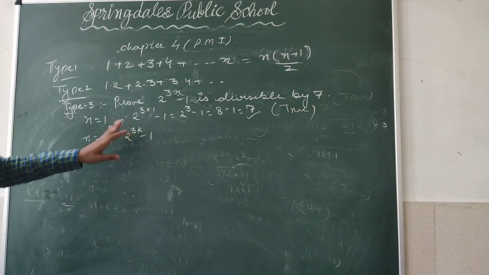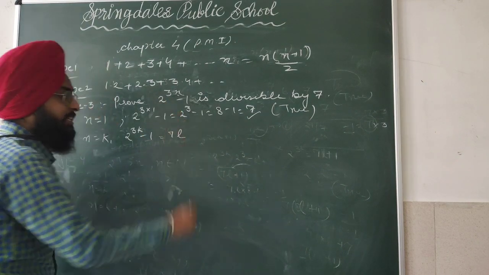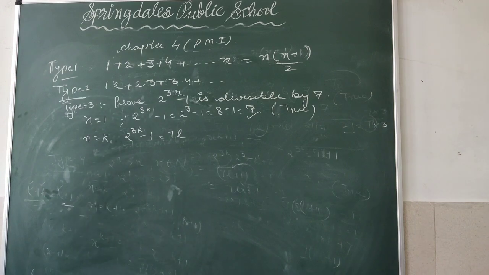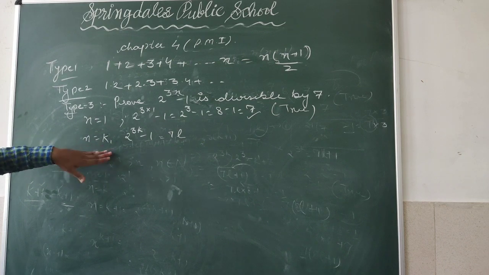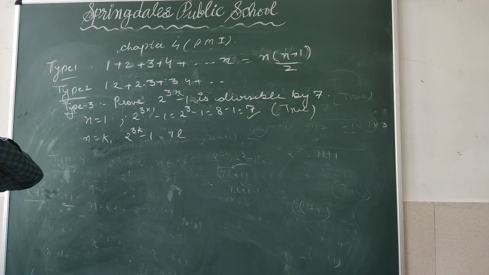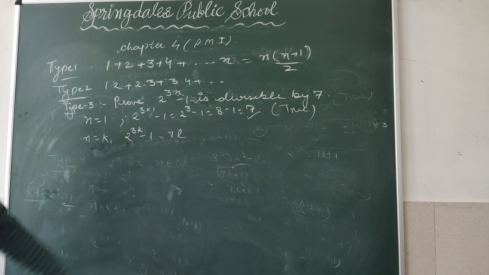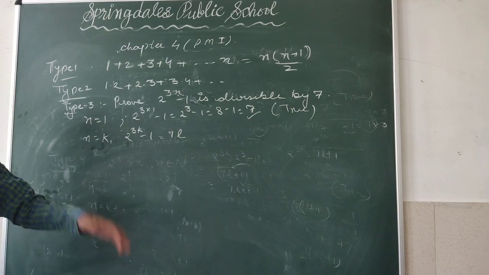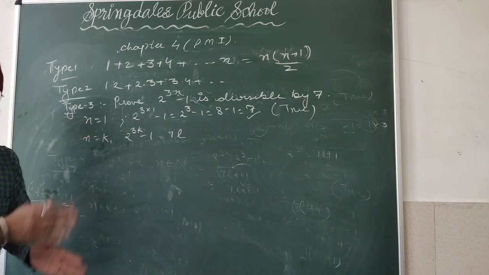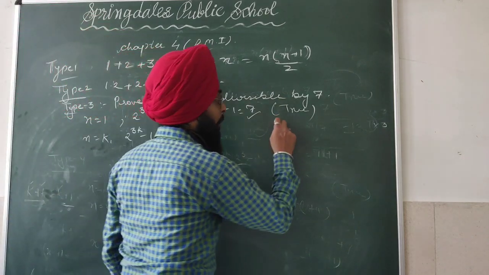In this case, you have 2 raised to power 3k minus 1 is equal to, it's very important, 7l. Everyone will have a doubt, how did this come, nothing like this was given. But I have just said that you have to assume. Assuming means that if you have n is equal to k, then if you put the value of n as k, this term must be true. This condition must be true, that this term must be divisible by 7.